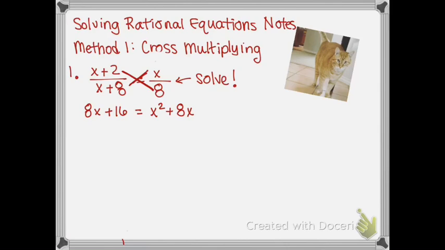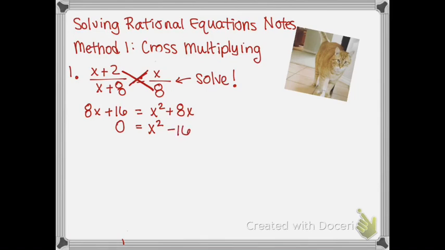Standard. Good job. So let's move everything to the right because I want that x squared to stay positive. So the x squared is positive. Let's subtract the 8x over. That cancels out the 8x on the right. And then let's subtract the 16 over.